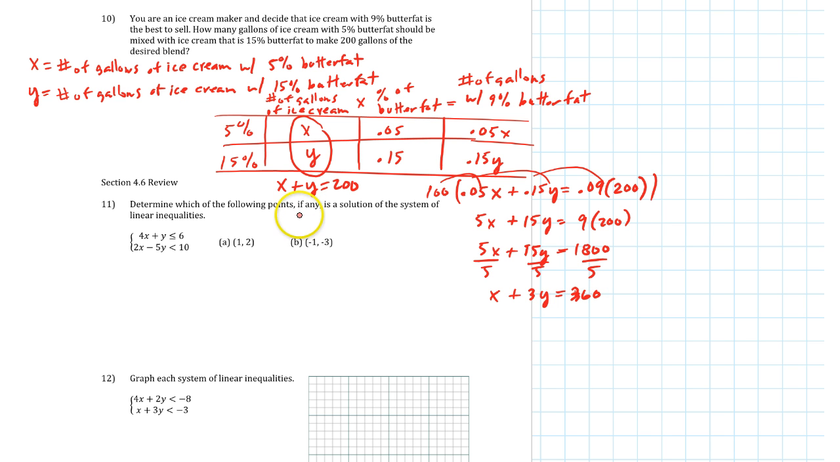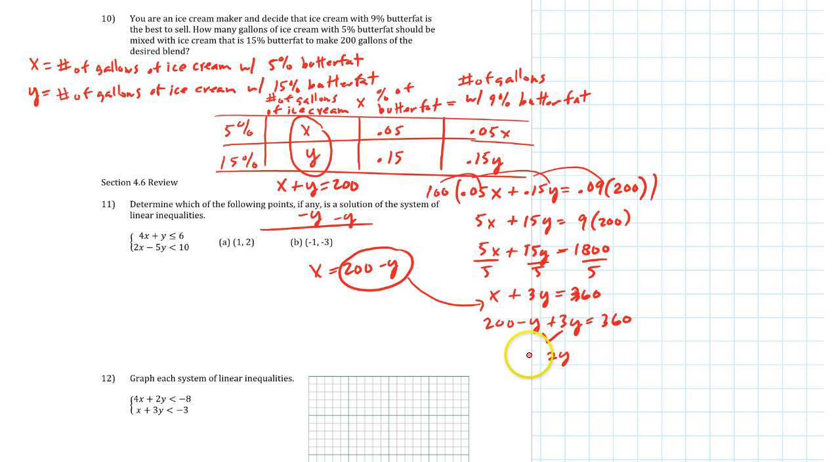Then I can subtract y, and I get x equals 200 minus y. I can substitute and get 200 minus y plus 3y equals 360. Combine the y's and you get 2y. Subtract 200, you get 2y equals 160. Divide by 2, you get y equals 80.